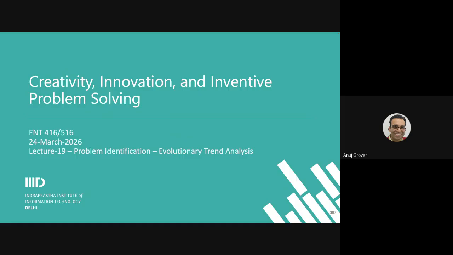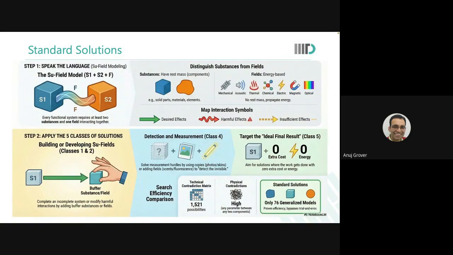What were we doing in the last class? Any idea why this situation in the class? No idea? Okay. So, what were you doing in the last class? Standard solutions. So, what are these standard solutions?